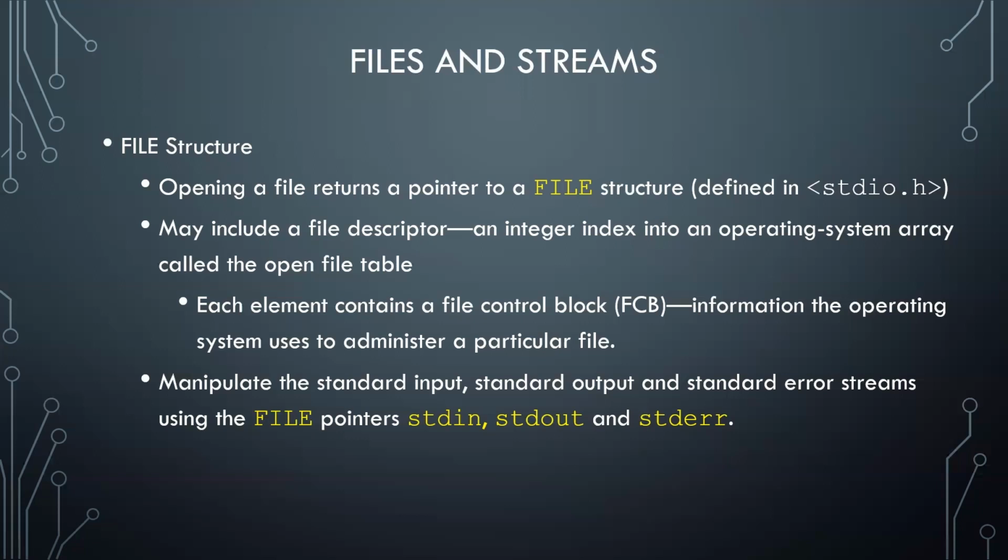We can manipulate the standard input, standard output, and the error stream as well using the file pointers stdin, stdout, and stderr. So if, for example, we want to keep the standard input as a keyboard and the standard output as a screen, we can create, say, an error log and divert the standard error stream into a hard file.